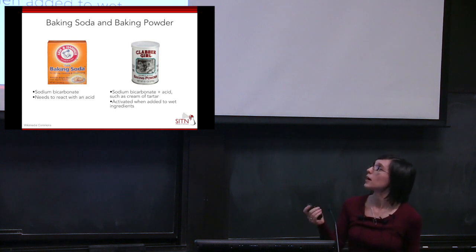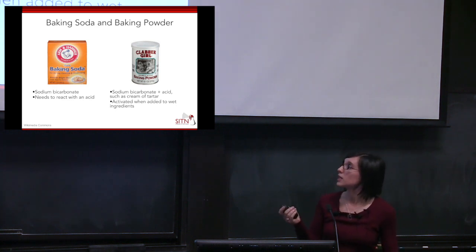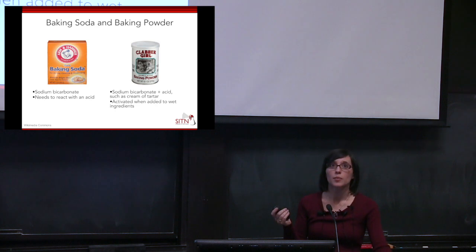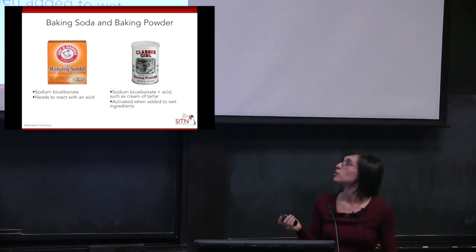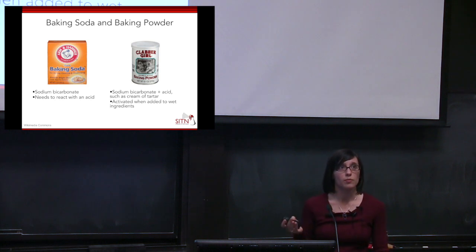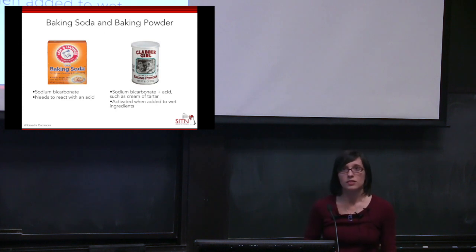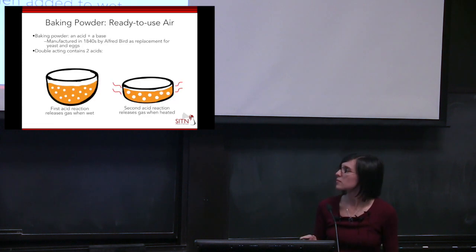Baking powder, on the other hand, is baking soda, so sodium bicarbonate, but also has an acid component in it. So this is why you might be able to make cookies that only have baking powder in it, even if you're not adding in something acidic, because it already contains the acid that's needed for the reaction.